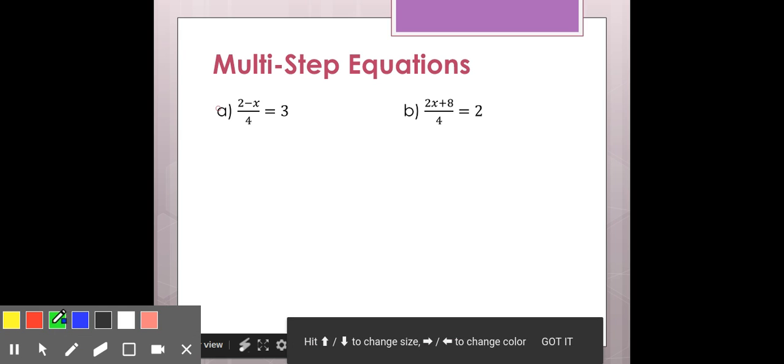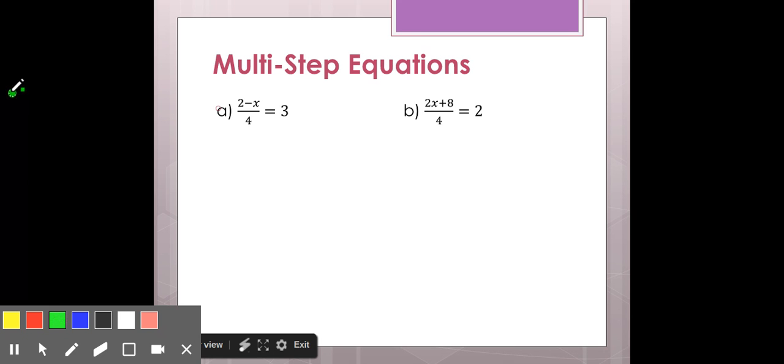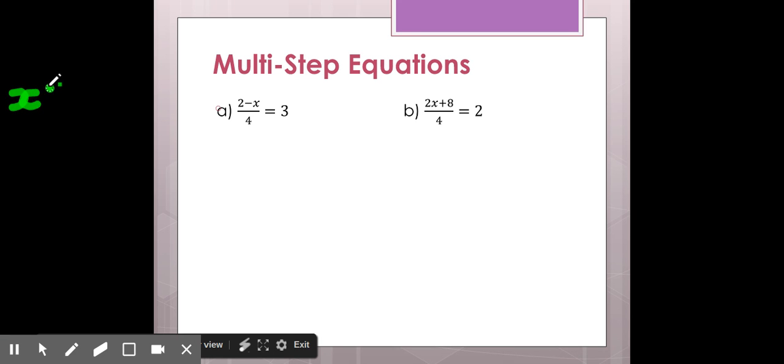So here we're doing some more multi-step equations. Let's look at the first one: 2 subtract x divided by 4 equals 3. So the variable is x. What's happening to it?